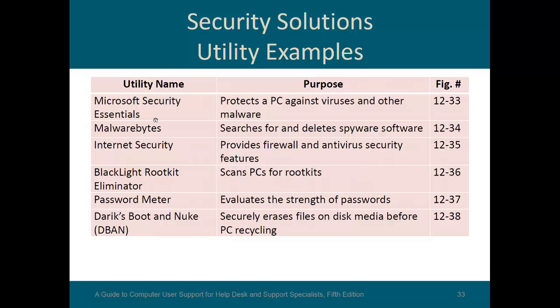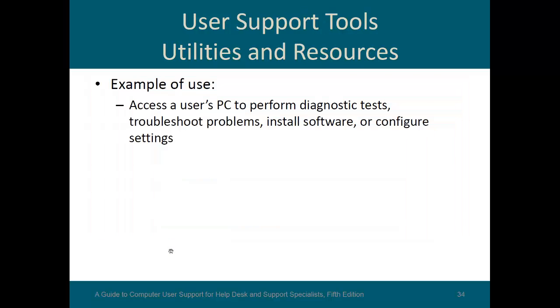So Microsoft Security Essentials is a free one that you can get for most versions of Windows. Malwarebytes has a free and paid version. And Internet Security, Blacklight, Password Meter, and other ones as well. All out there. An example of use for user support tools would be to access a user's PC to perform diagnostic tests, troubleshoot problems, install software, and configure settings.